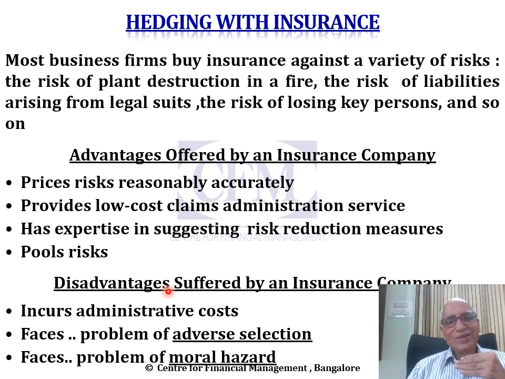Disadvantages suffered by an insurance company. 1. It incurs administrative costs which are passed on to the client. 2. It faces the problem of adverse selection. Candidates who are likely to be exposed to greater risk may seek insurance. Candidates who are less exposed to risk may avoid insurance, or the insurance company may end up having clients who have a more than normal exposure to risk. 3. It faces the problem of moral hazard. After someone has taken an insurance cover, he or she is likely to behave somewhat negligently. For example, if you have taken a comprehensive automobile insurance policy, you are likely to drive somewhat recklessly. All these costs are borne by the insurance company, which are passed on to their clients because the insurance company would like to remain in a viable business.